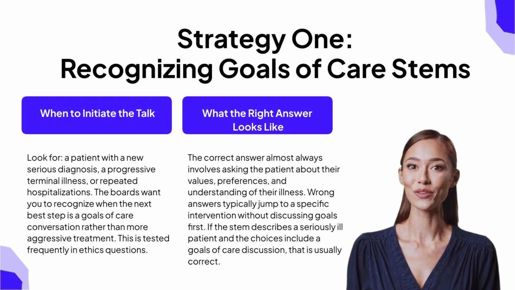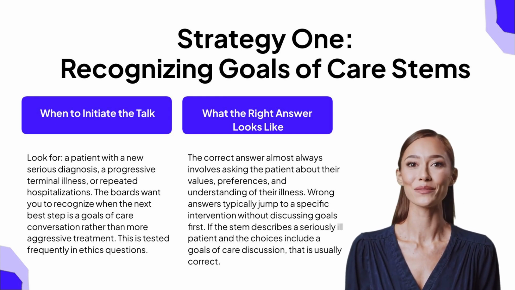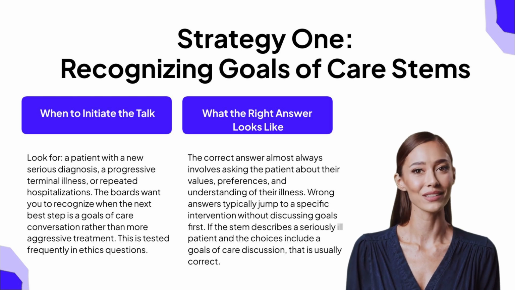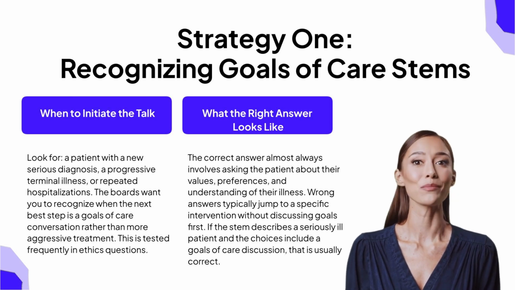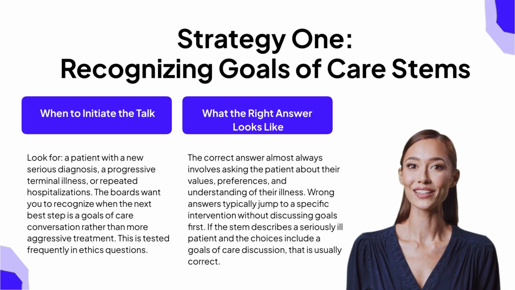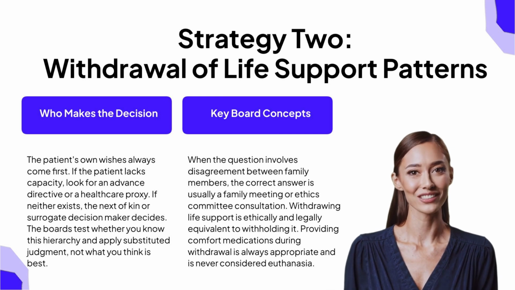Now, what does the right answer look like? The correct answer almost always involves asking the patient about their values, preferences, and understanding of their illness. Wrong answers typically jump to a specific intervention without discussing goals first. If the stem describes a seriously ill patient, and the choices include a goals of care discussion, that is usually the correct answer.